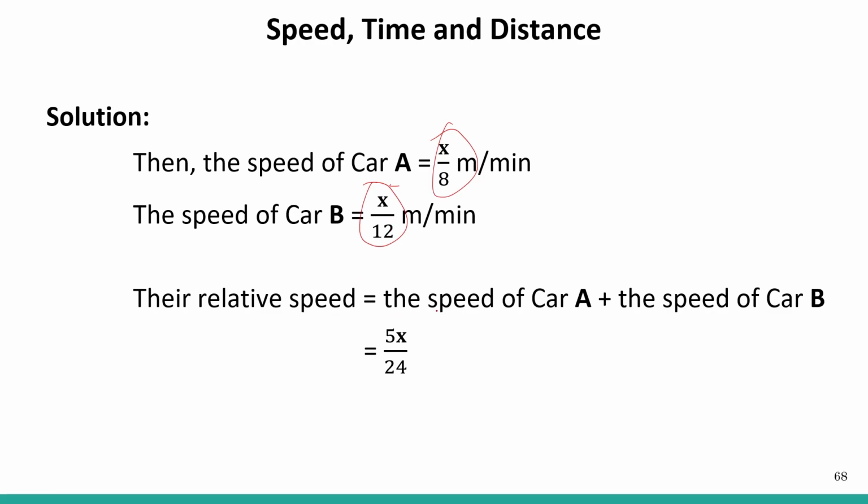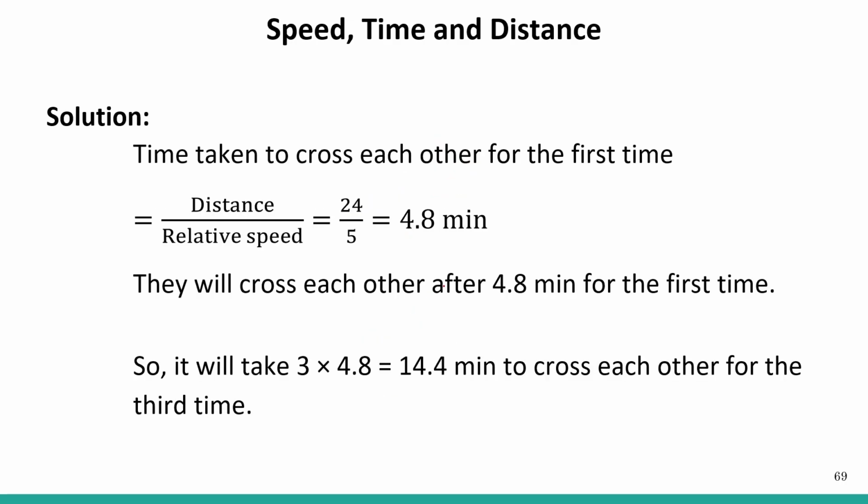So the relative speed is equal to the speed of car A plus the speed of car B. So it will be what? 5x by 24. So 24 by 5 is equal to 4.8. Okay, so 3 into 4.8 is equal to 14.4 minutes to cross each other for the third time.